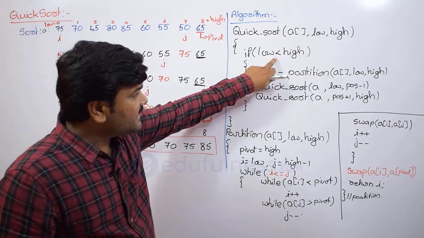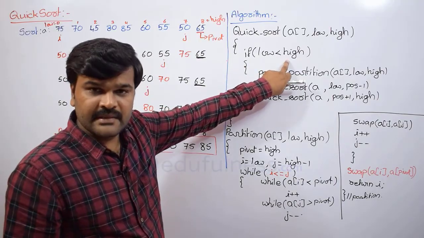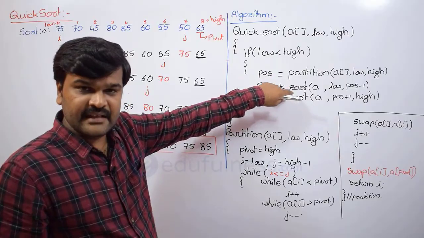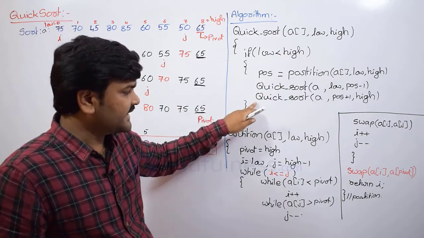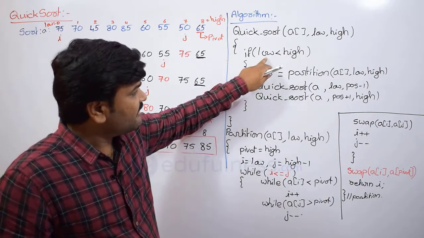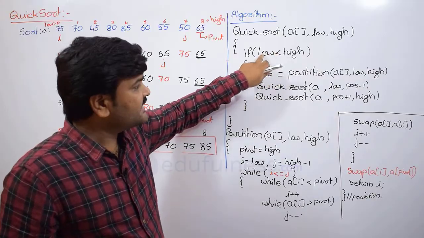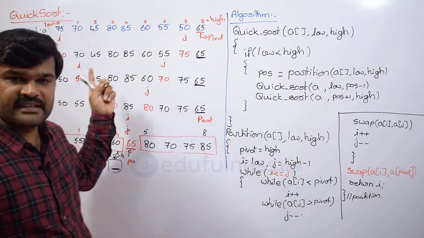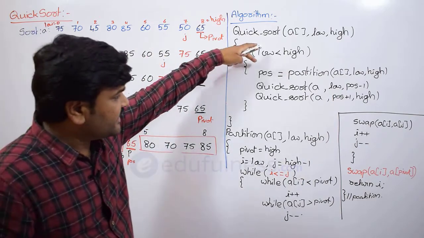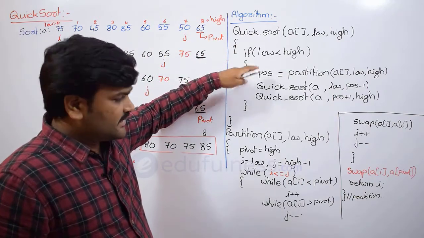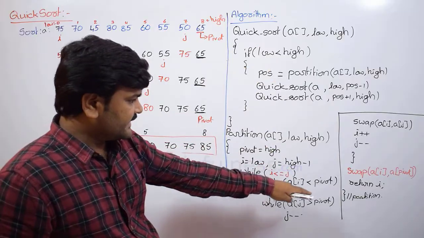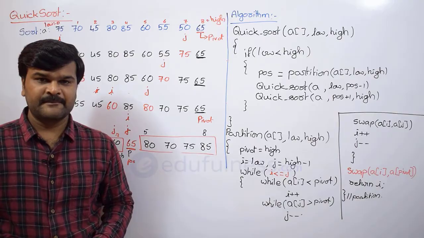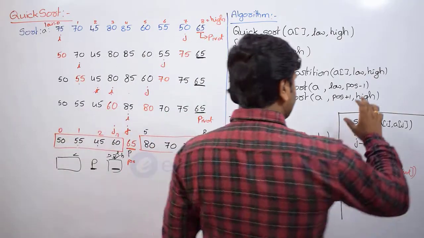If you have one element, both of them are the same. If you do not have any elements, low is greater than high. In those two cases, you need not do anything. The only case is whenever low is less than high. Low less than high means at least you have 2 elements, so you have to apply quicksort. That is why you are going inside. So this is the overall algorithm of quicksort. You see how simple it is. So overall, that is what we did.